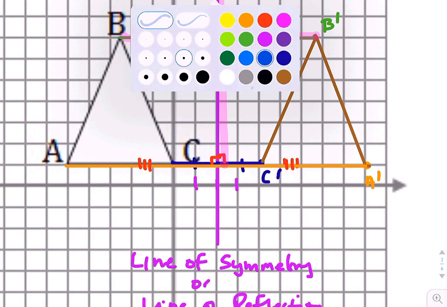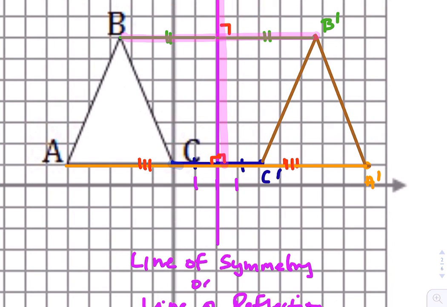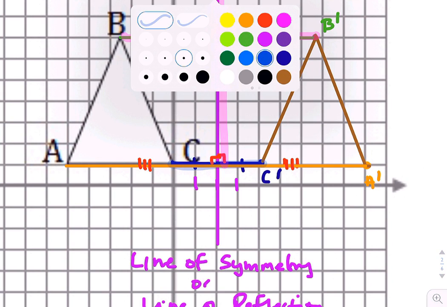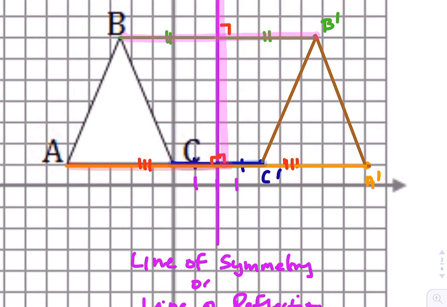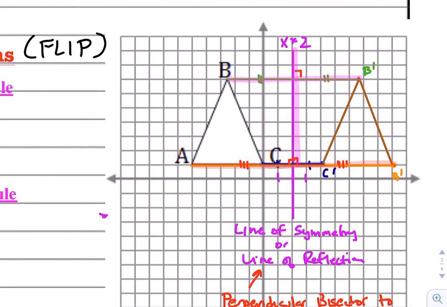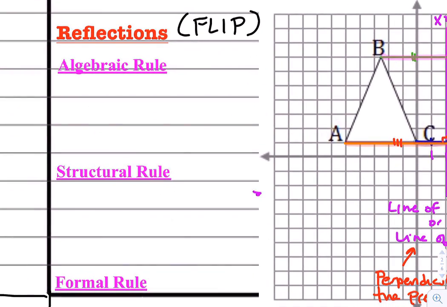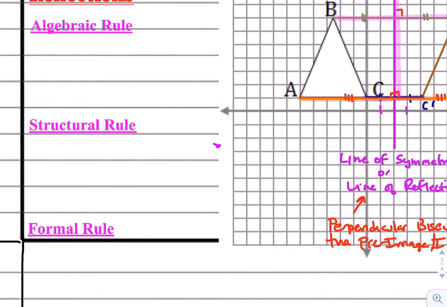So it's certainly true for the BB prime line. It's certainly true for the CC prime line. The purple line of symmetry cuts that line in half. And then if I stretch this one all the way out from A to A prime, the purple line of symmetry again cuts that line in half and does so at a perpendicular angle. So that's what you're looking for in terms of your structure. And so as long as you can prove this has happened, then you can prove that you actually have a reflection. And so the structural rule here is 1, you have to have a line of symmetry.